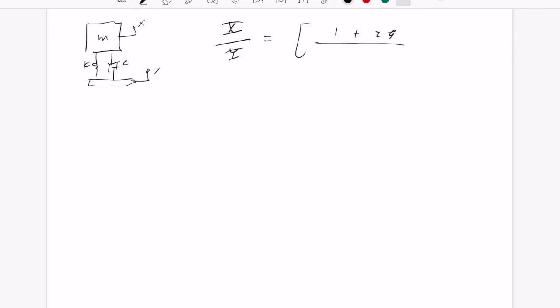1 plus 2 zeta r over 1 minus r squared plus 2 zeta r squared to the 1/2, and I can't remember if that is squared or not. Let me take a look at some other notes. Sorry about this. Where's the full solution? Yes, this is squared. Okay, there we go. So I jumped ahead a little bit in the notes that I had written out.